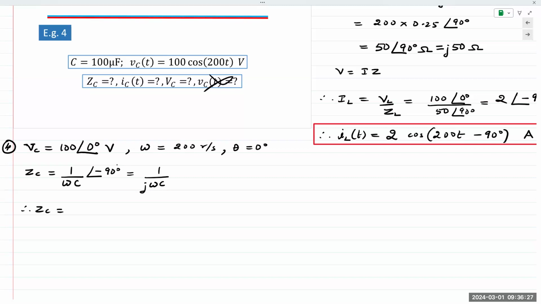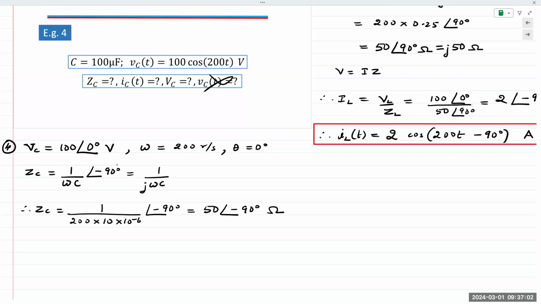ZC is 1 over omega C, so 200 times the capacitance, with a phase angle of minus 90. That gives me 50 at minus 90 degrees ohms. Okay. Again, remember, these are all equations you can have on your equation sheet. You should simply know how to use them.